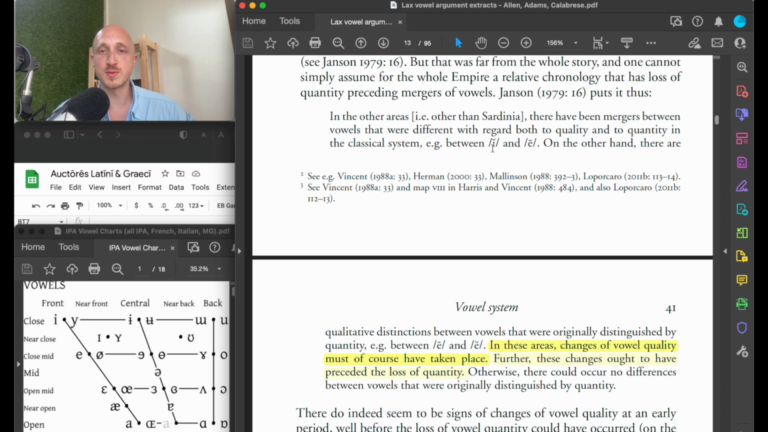That is, between E and A. On the other hand, there are qualitative distinctions between vowels that were originally distinguished by quantity, E and E. In these areas, changes of vowel quality must, of course, have taken place. Further, these changes ought to have preceded the loss of quantity. This is more evidence demonstrating that Latin must have had phonemic vowel length, at least, as we'll see, until the 3rd century without problems occurring to it yet.